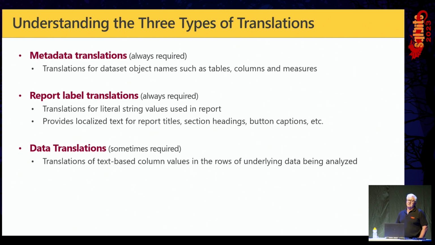So there's metadata translations. So I have table names, column names, measure names. And what's nice is that support for this is just built in, and these turn out to be the easiest. We have report label translations, and that's when you just have a report title, or a button with a caption, text that's not associated with the dataset object. And to some degree, you're on your own to figure out how to do that.